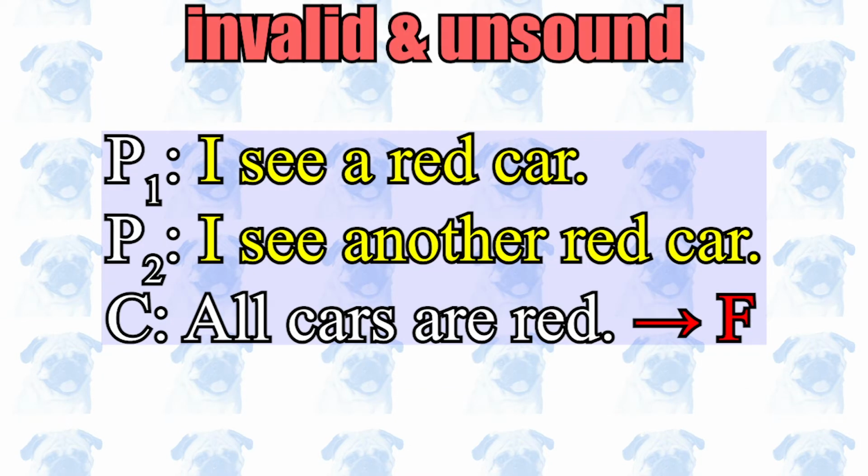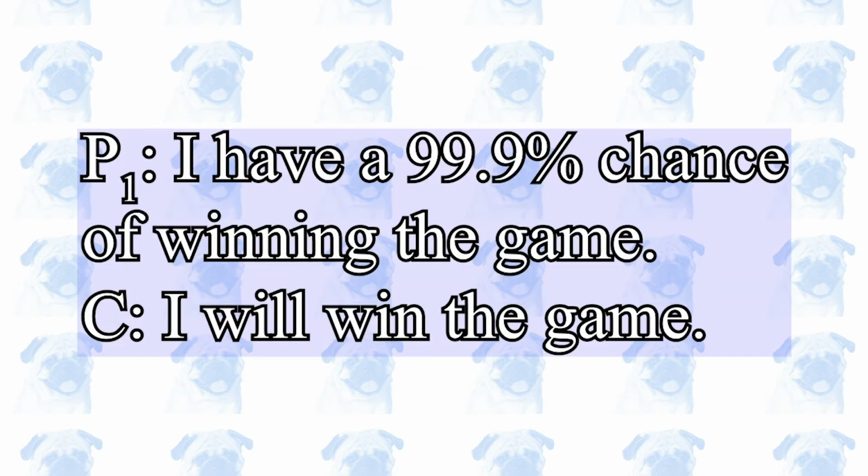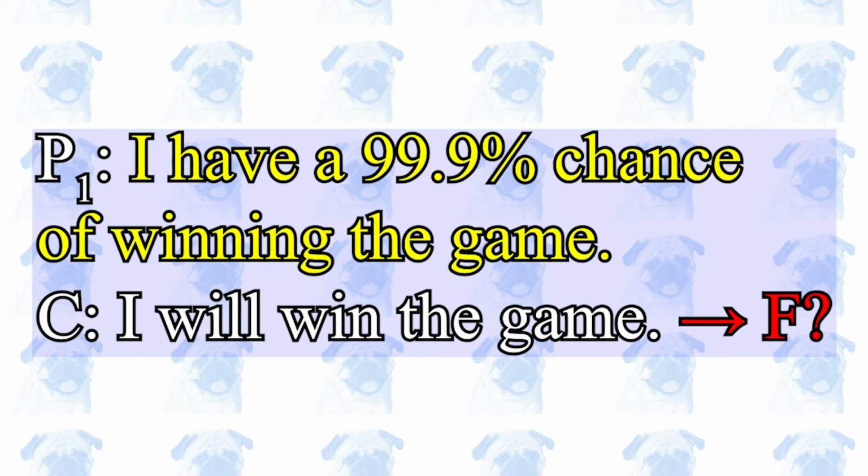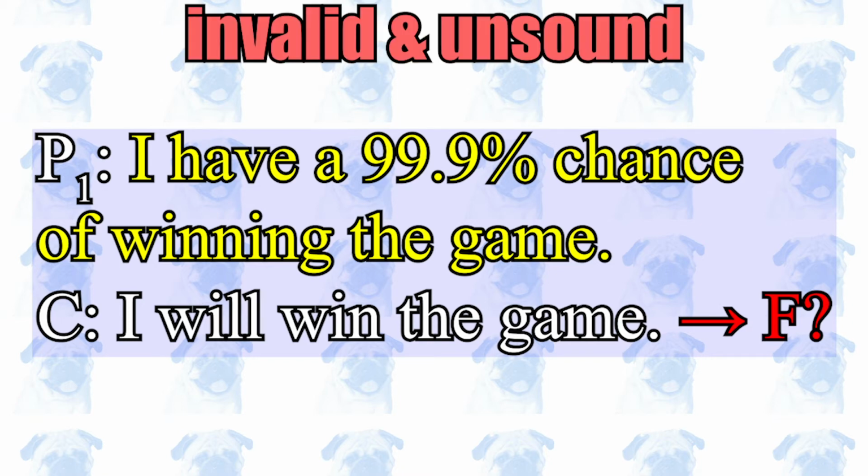Invalid arguments cannot be sound. 4. I have a 99.9% chance of winning the game. Therefore, I will win the game. The premise estimates a very high probability, but there is still a 0.1% chance of you losing. So, there is no guarantee that you will win. Therefore, the argument is invalid and unsound.